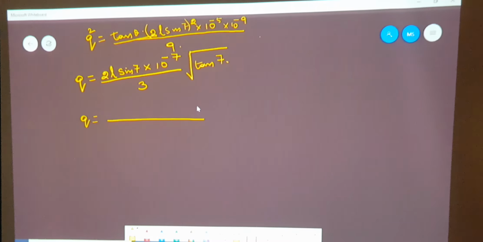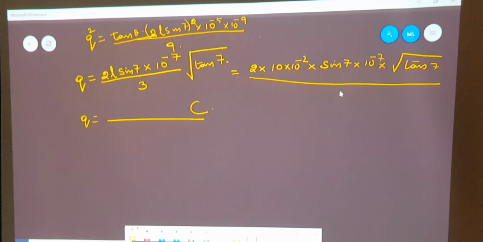So just a simplification, you will be getting the answer in terms of coulomb. See, I have done this. If you want, you can state 2 into, what is L? L I can write as 10 centimeters, 10 into 10 power minus 2, into, you take the logarithm book and put sine 7, multiplied with 10 to the power of minus 7 into root of tan 7, whole divided by 3.